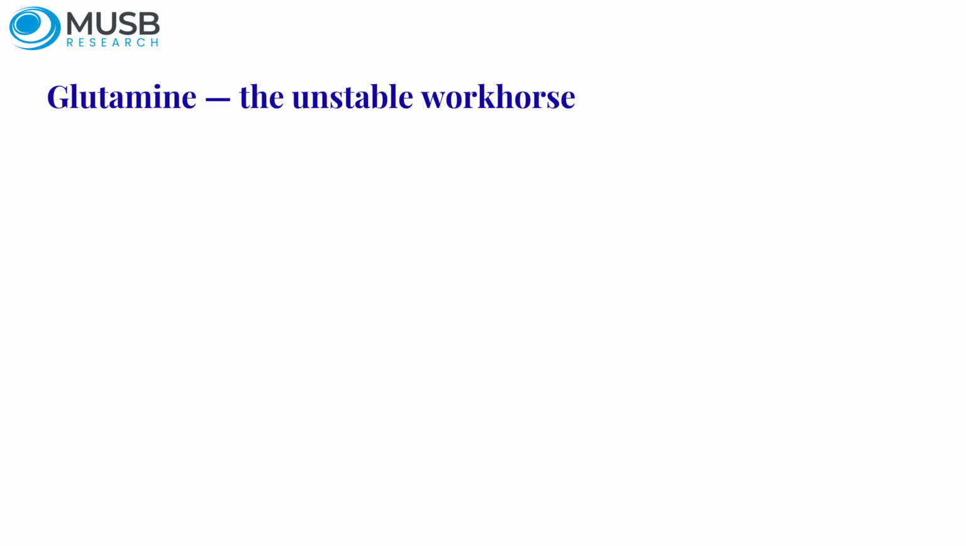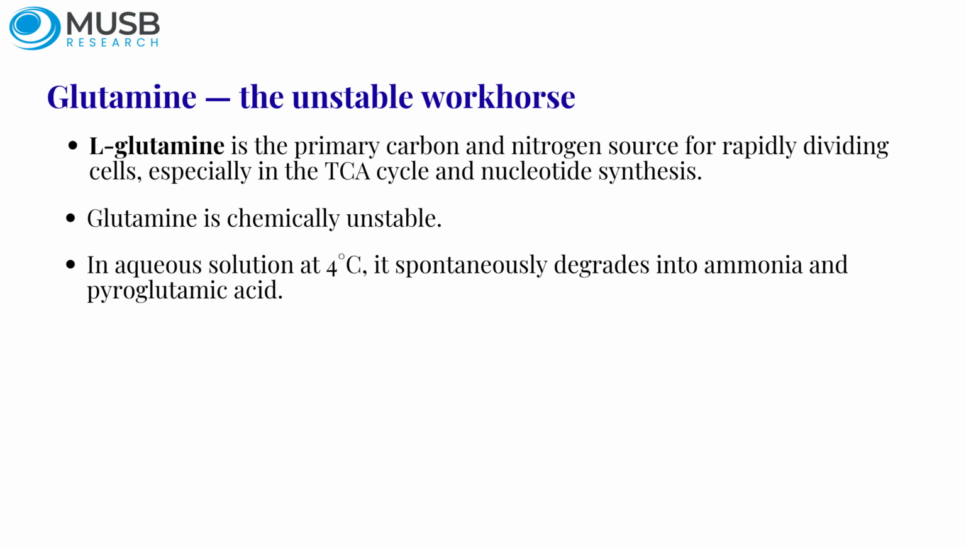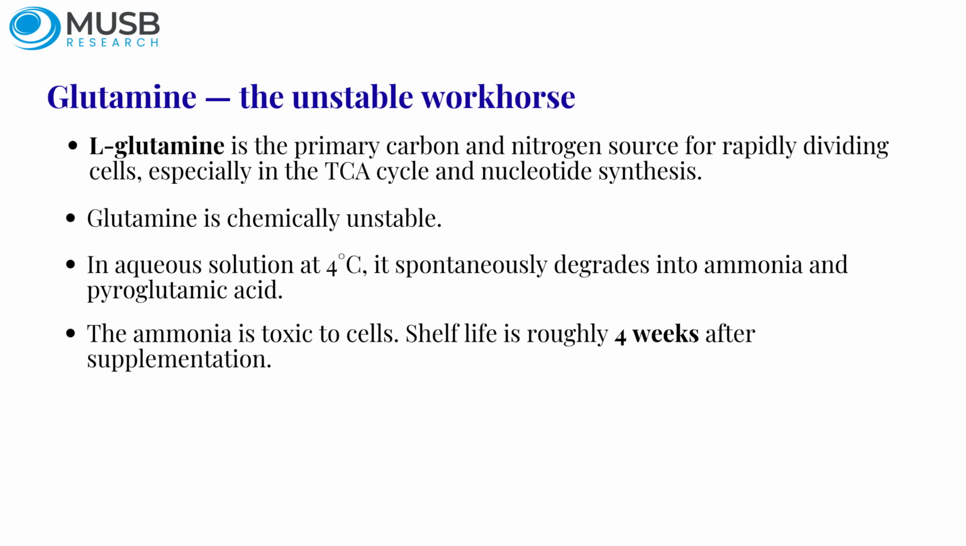Glutamine, the unstable workhorse. L-glutamine is the primary carbon and nitrogen source for rapidly dividing cells, especially in the TCA cycle and nucleotide synthesis. But here's the problem. Glutamine is chemically unstable. In aqueous solution at 4 degrees Celsius, it spontaneously degrades into ammonia and pyroglutamic acid. The ammonia is toxic to cells. Shelf life is roughly 4 weeks after supplementation.